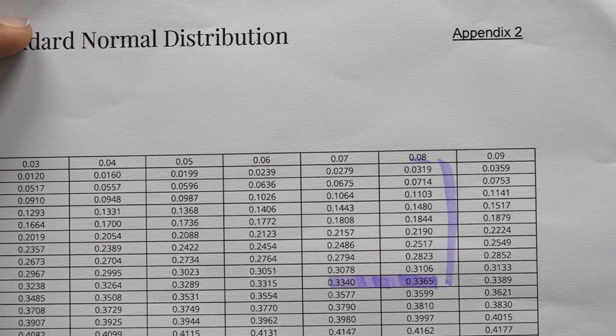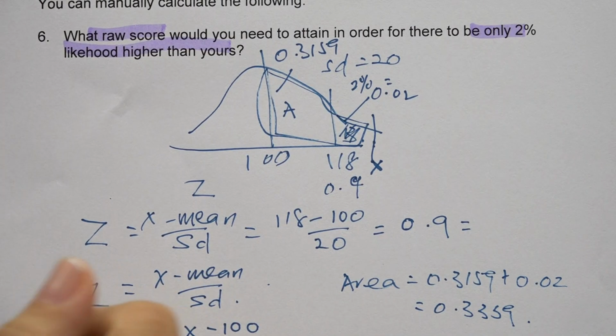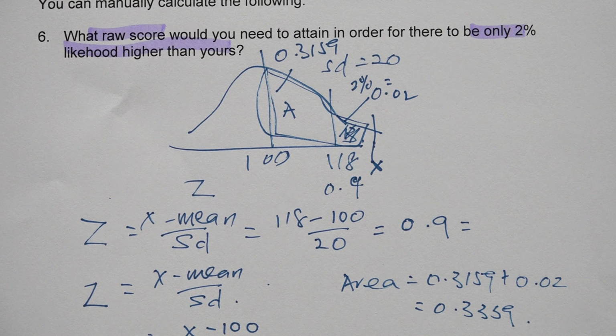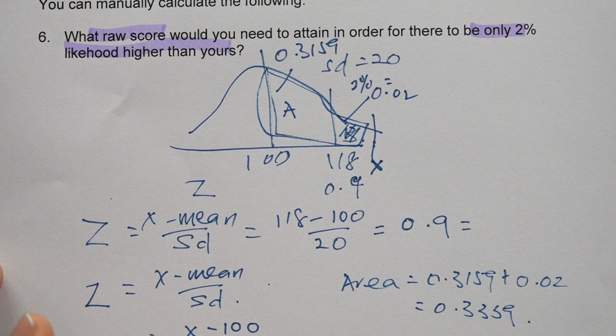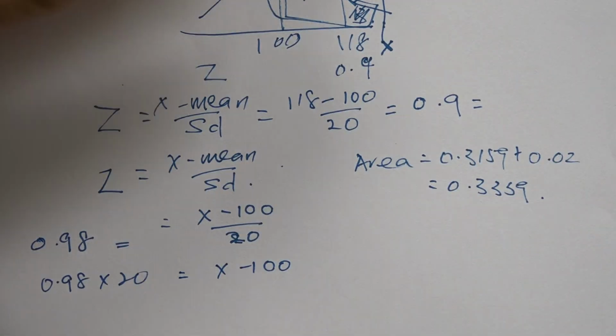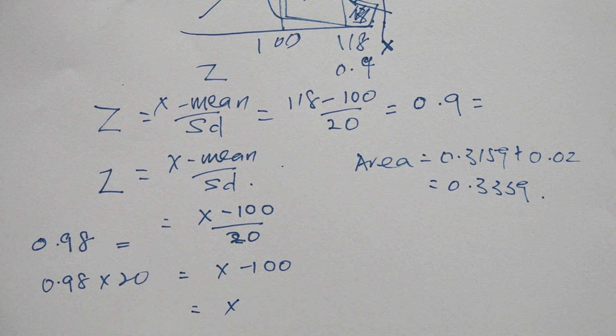I'll put 0.98 because it's close between the two. You can choose 0.97 or 0.98. I'll choose 0.98 as my z because that's closest to the area of 0.3359. Now in order to calculate x, you take 0.98 times 20, which is equal to x minus 100. So your x is actually 0.98 times 20.